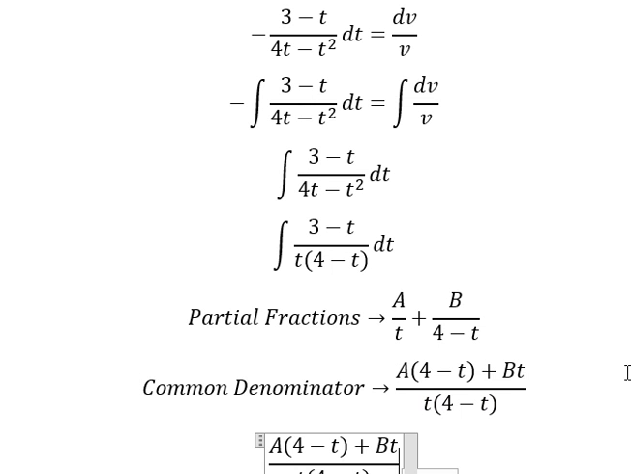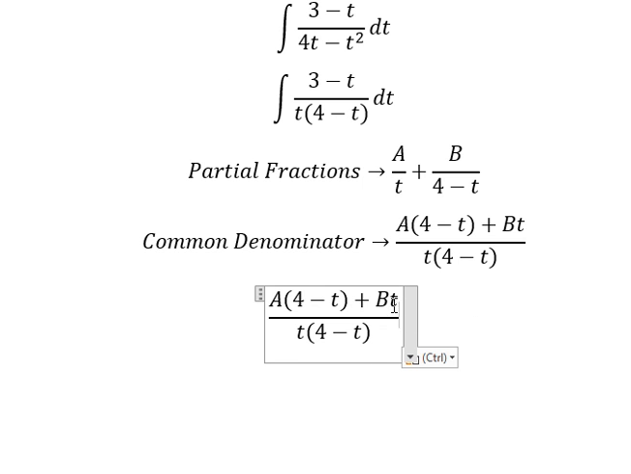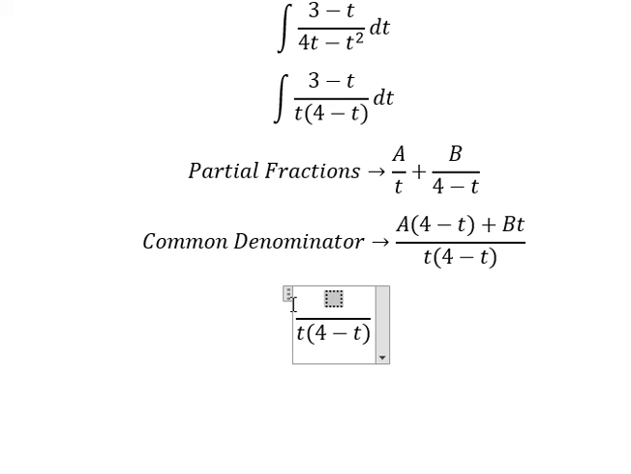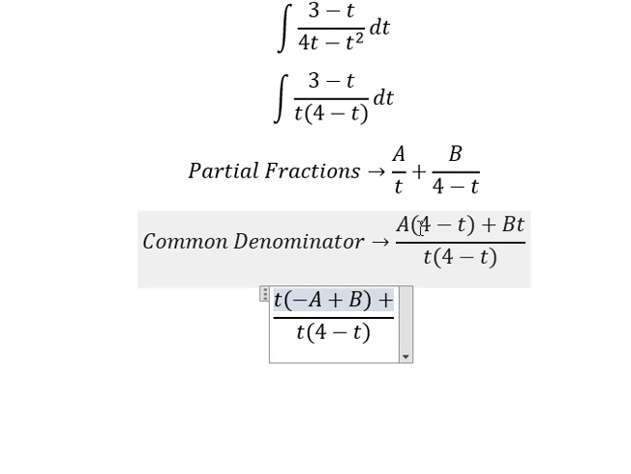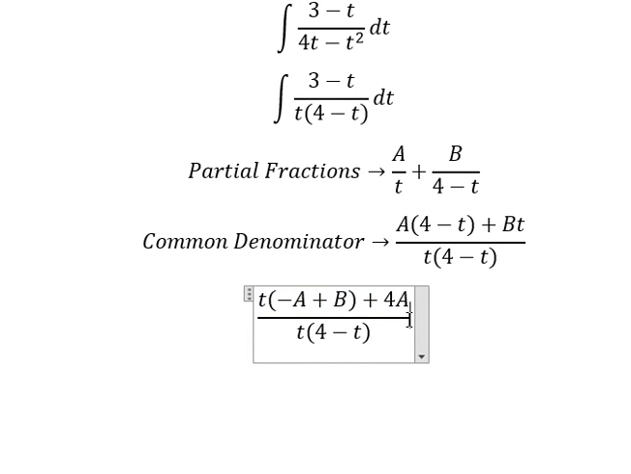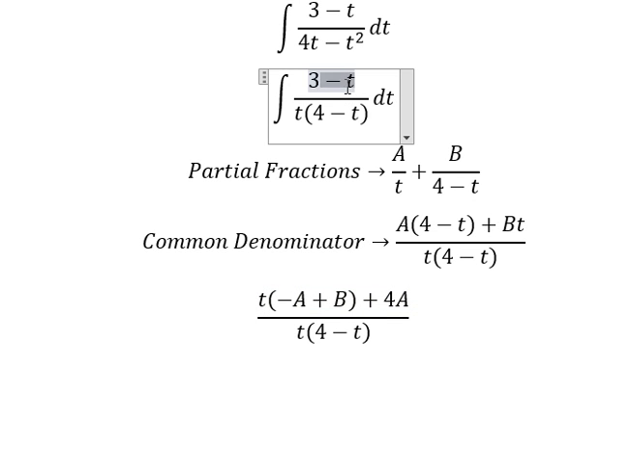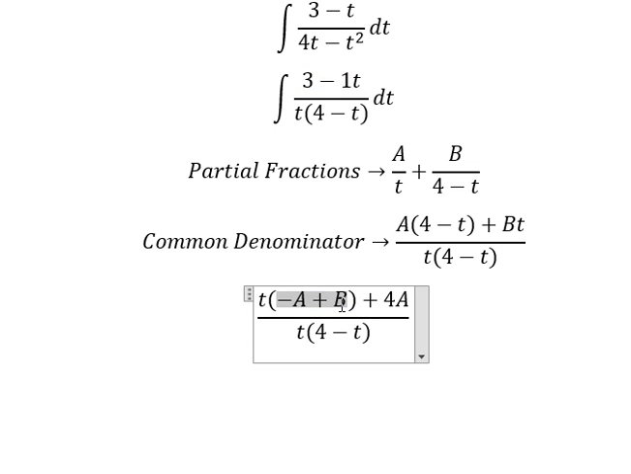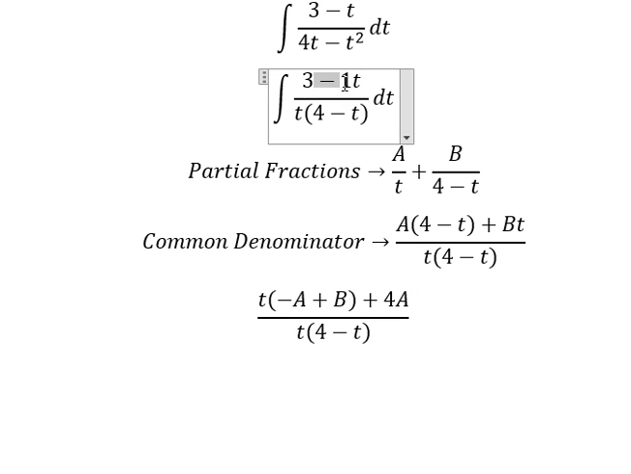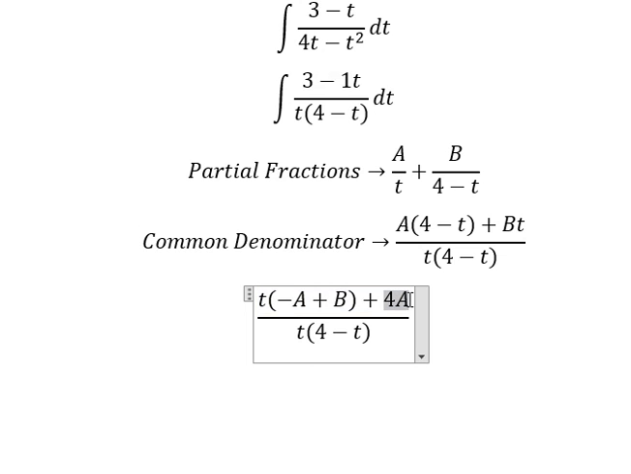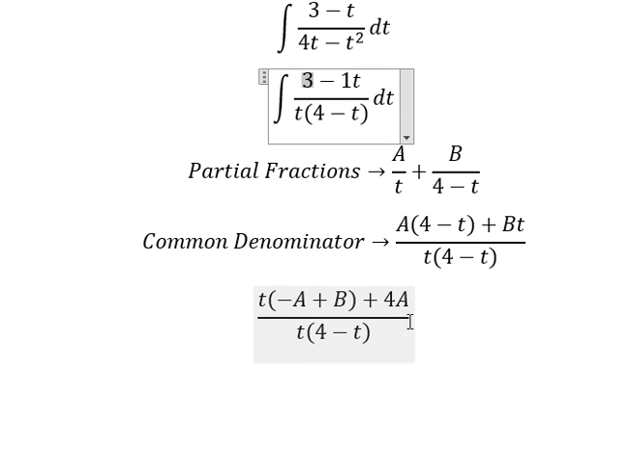And now we need to arrange based on the terms of t. About t, we have negative a plus b. About the numbers, we have 4a. Now we need to compare coefficients. This one, we have negative t, that is negative number 1. So negative a plus b equals to negative number 1. And 4a equals to number 3.